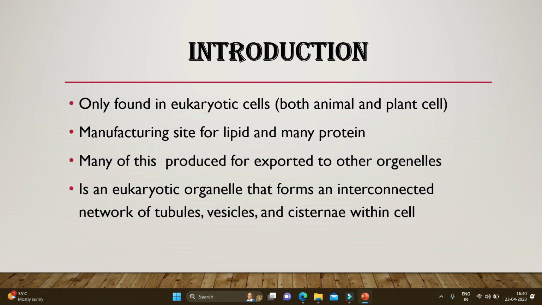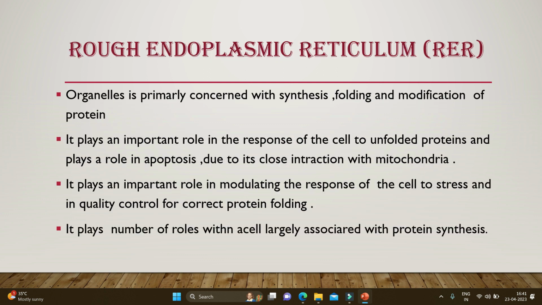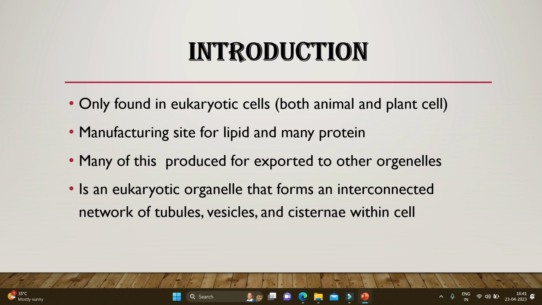Introduction. The endoplasmic reticulum is only found in eukaryotic cells, both animal and plant cells. It is the manufacturing site of lipids and many proteins, many of which are produced for export to other organelles. It is a eukaryotic organelle that forms an interconnected network of tubules, vesicles, and cisternae within the cell.